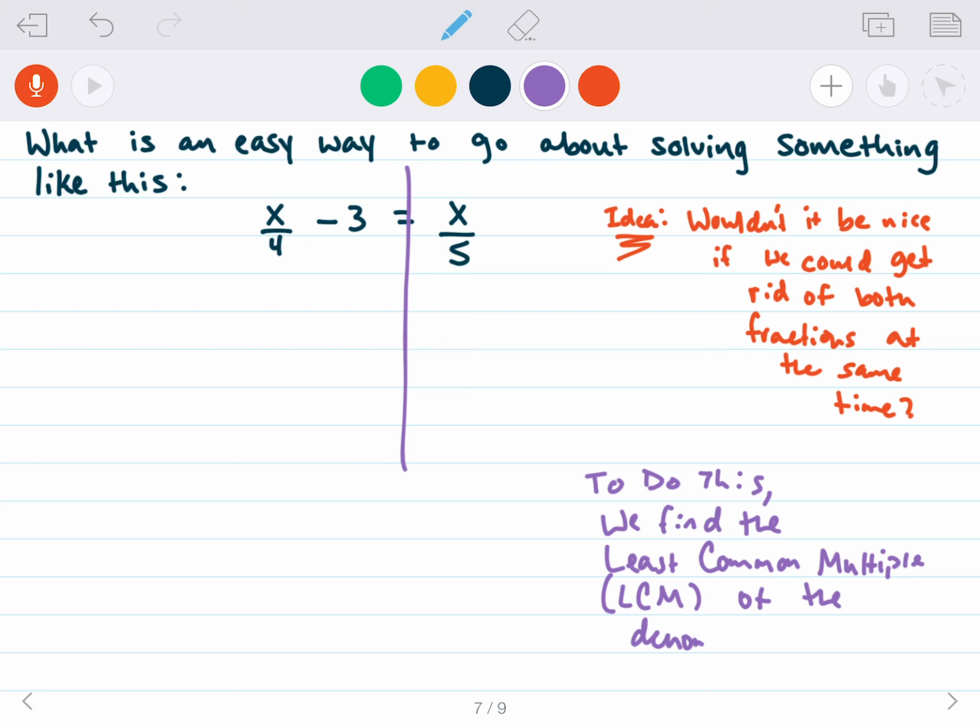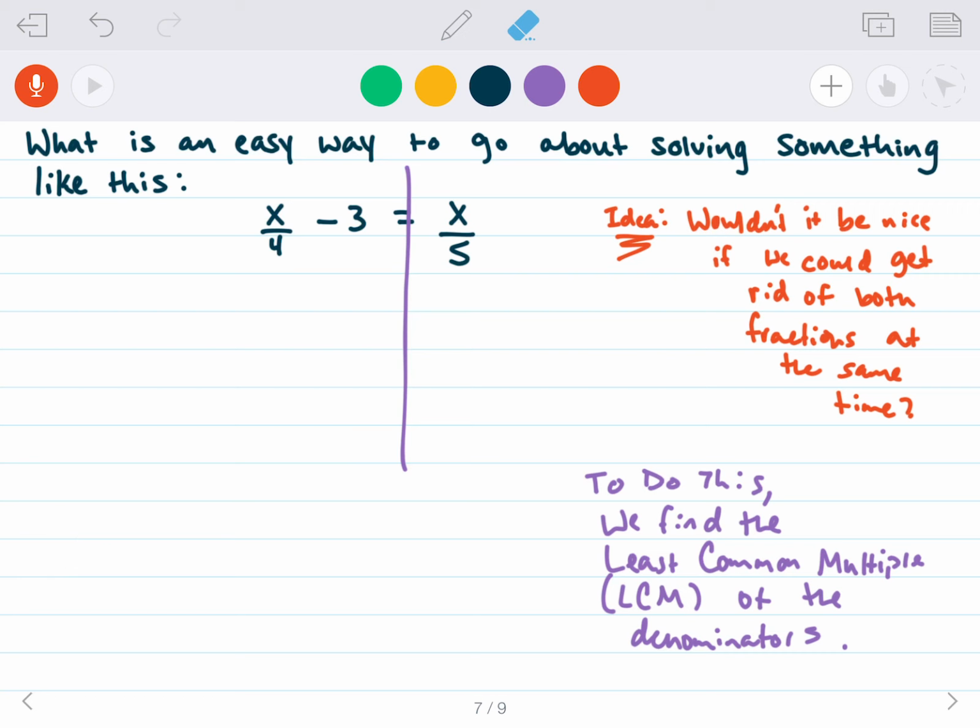And this is going to really make your life easier once you get proficient in finding the least common multiple, because fractions are a pain, let's be real. So, how do I find the least common multiple? Well, I think it's going to be easier to just show you rather than explaining how to do it.